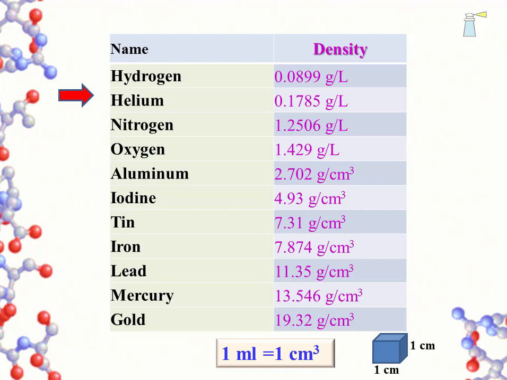Returning to the table and looking at the element helium, we see that it is one of the least dense elements. Tin, which is a metal, is much denser. Gold, which is one of the most valuable elements, is also one of the densest. It has a density of 19.32 grams per cubic centimeter. Compare that to tin's 7.31. The bigger the number, the denser the substance.